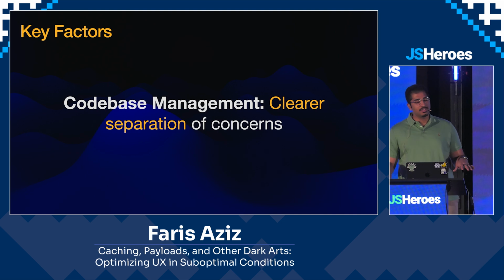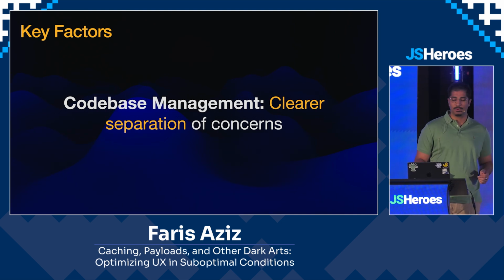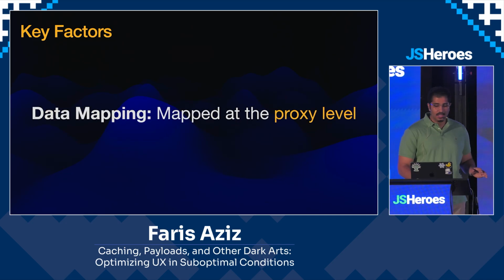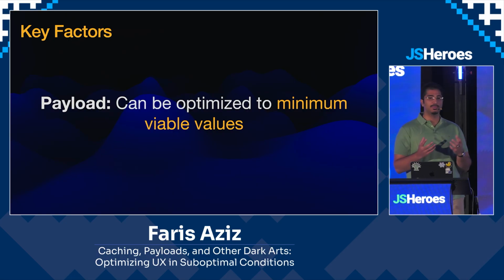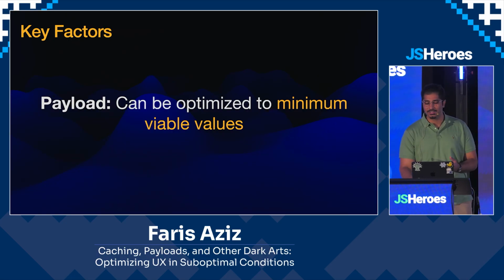We made a clear separation of concerns in our code base when it deals with how to get the aggregated data for our birthdays in our chart. Mapping is done at the proxy level. And finally, the payload can be optimized to the minimal viable values that we want to deal with in our state and within our cache.